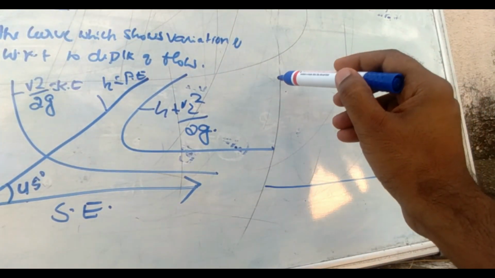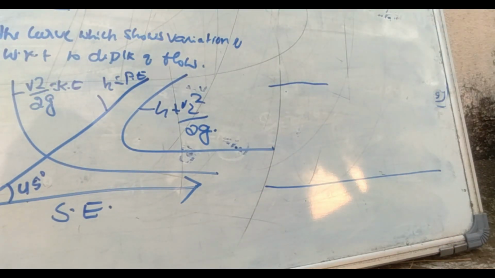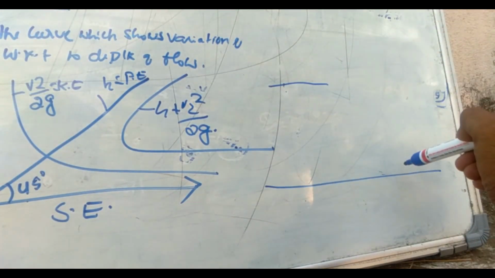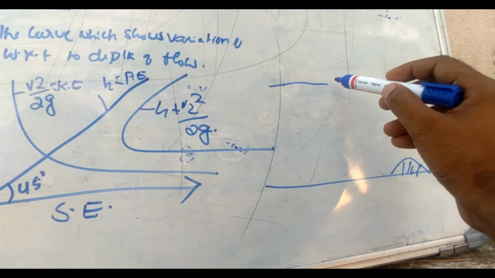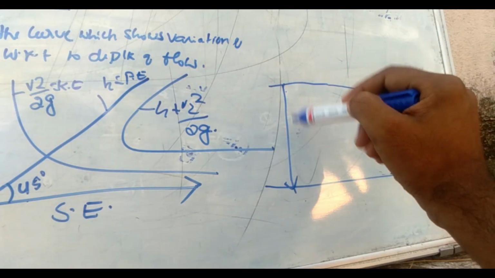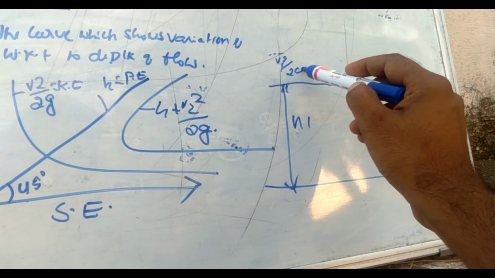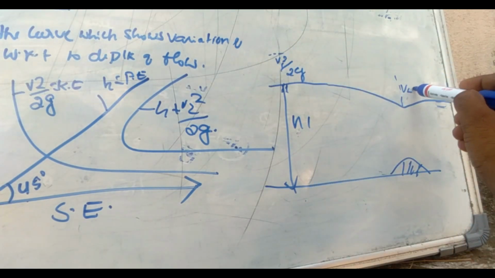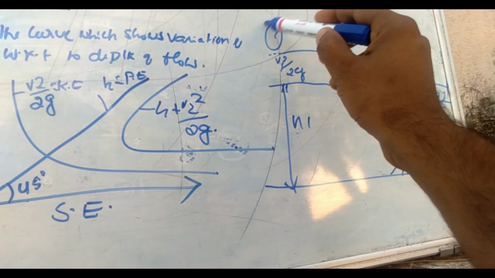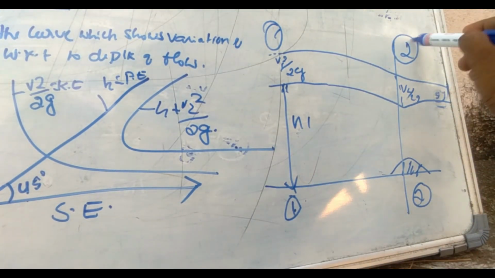Water is flowing in this direction, so its velocity is not constant, and variation takes place. For example, this is the height, and the height also varies. If some obstruction is there, a sudden gradual flow will take place. So this one is h1, and this one is the velocity head, and here there is a different velocity. This one we can consider section 1, and this one section 2.